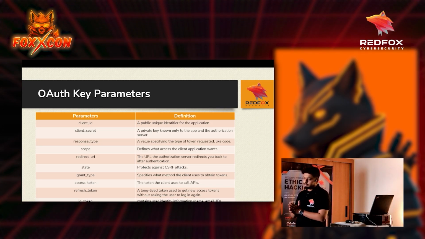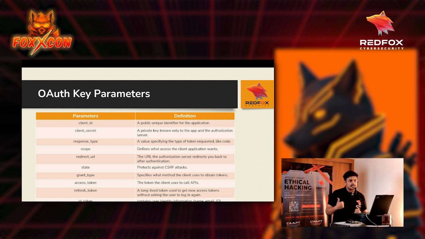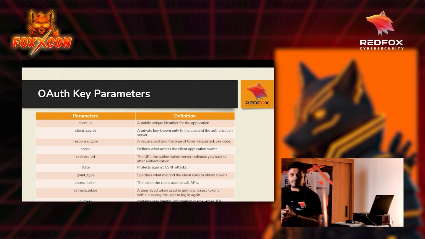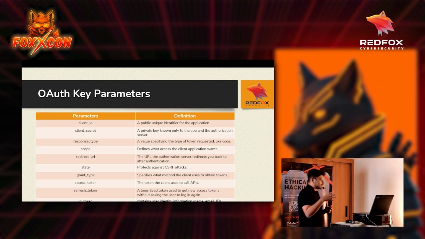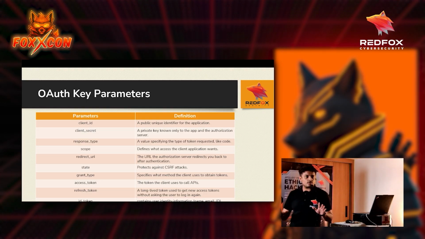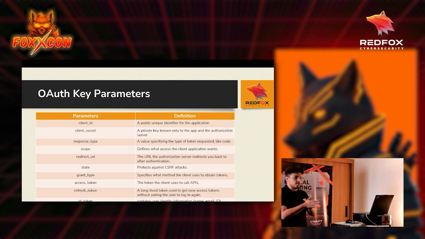Then goes the client secret. This comes into the picture in one of the grant types of OAuth, that is the client credential grant. If you're not familiar with it, I'm also going to cover that, but I will give you a small overview of what client credential is. In client credential, you don't require any end user to interact with the OAuth server. It is basically machine to machine communication.